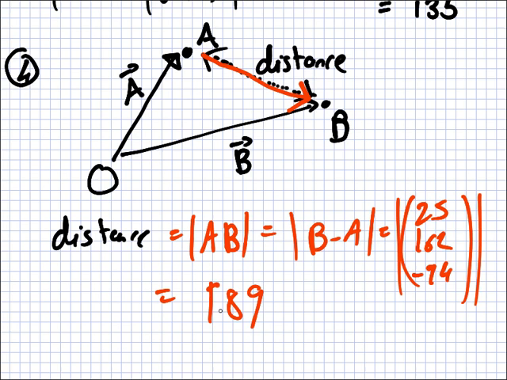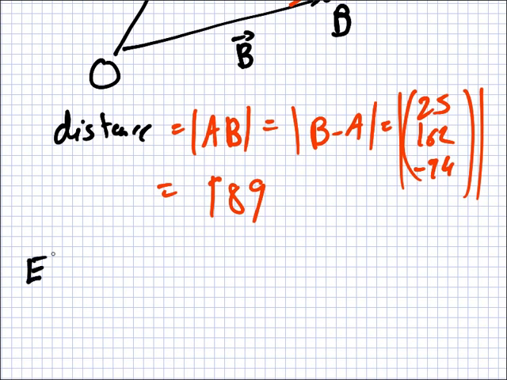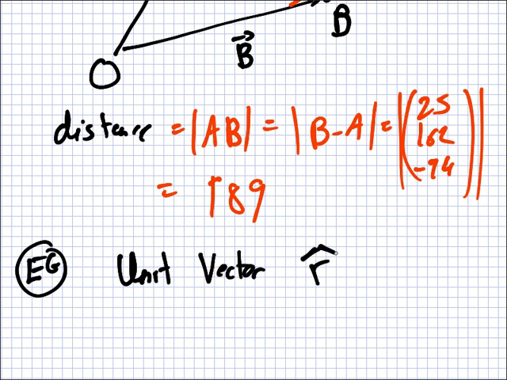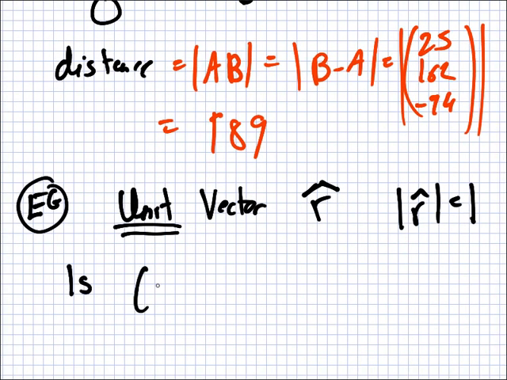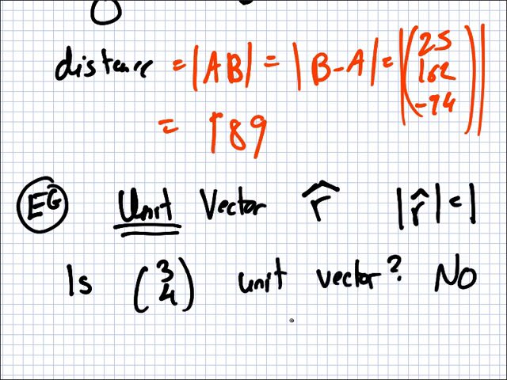Okay. Now, number 5. But before I do number 5, just to understand something. This word here, unit vector, and I usually write it with a little hat on it. What's special about this vector is that its magnitude is 1. That's why we call it a unit vector. Okay. So, for example, is this vector a unit vector? No, because the magnitude is what? What's the magnitude? 5. 5, which of course is not 1.